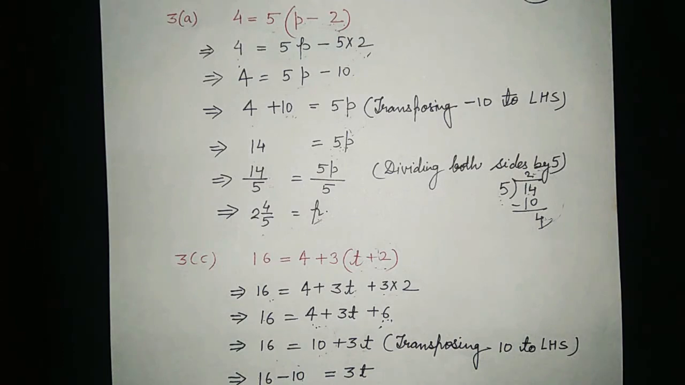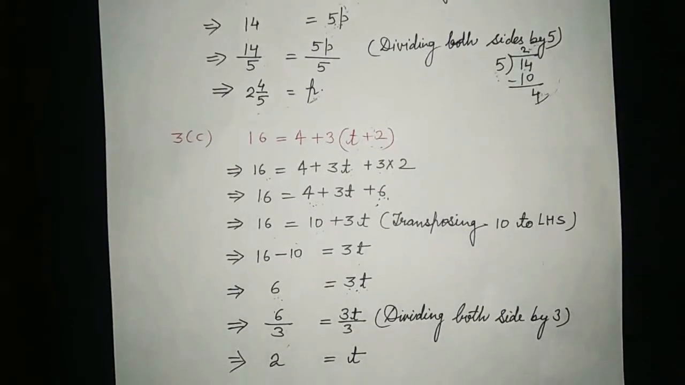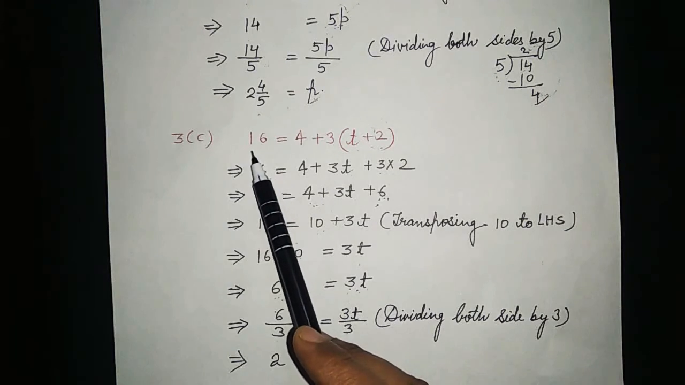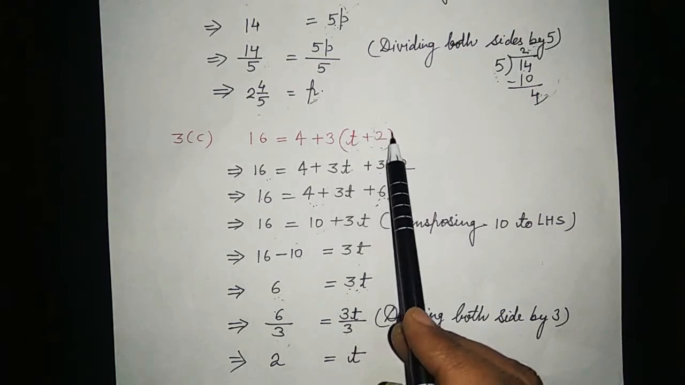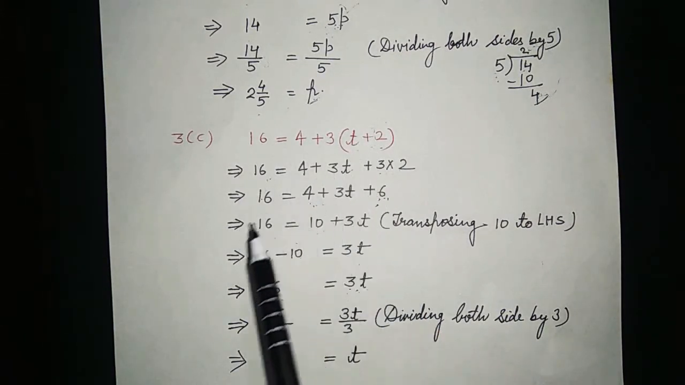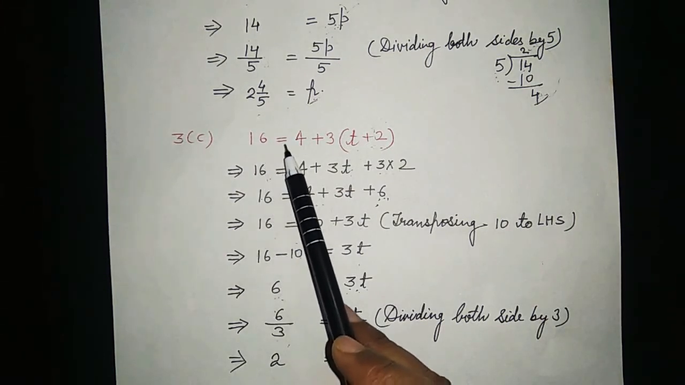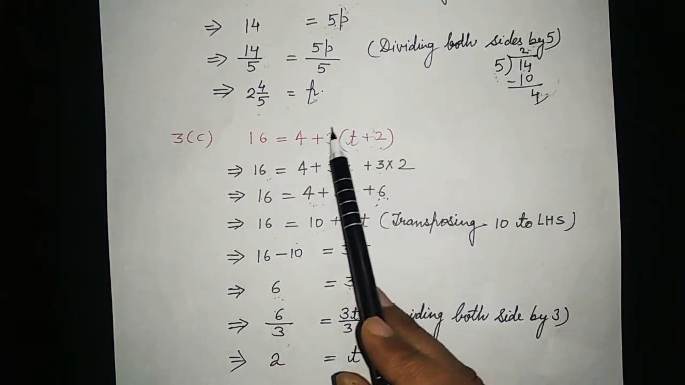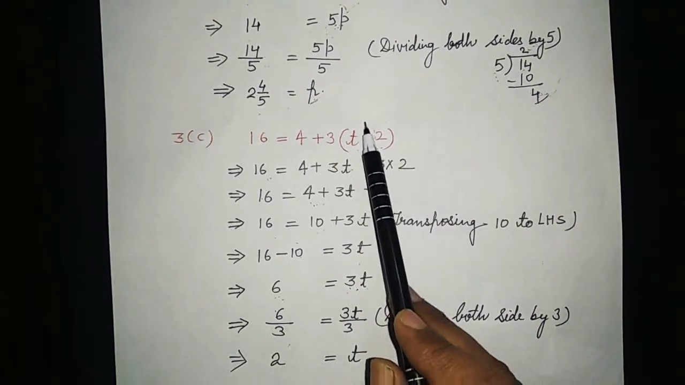Now see the C part of the question. Now see the equation of C part of question number 3. It is 16 is equals to 4 plus 3 into t plus 2. You can see in a bracket. Now in the same way we will solve this question also. Here you can see 16 is equals to 4 plus 3 in bracket t plus 2. Here we will use the distributive property of multiplication over addition.